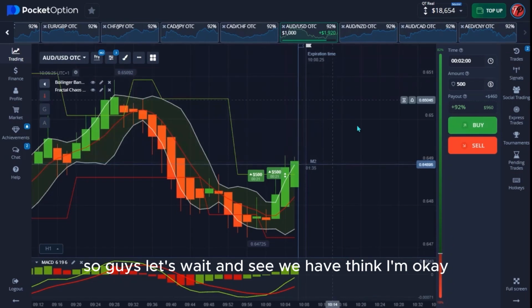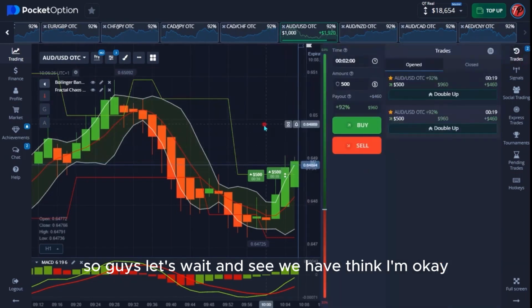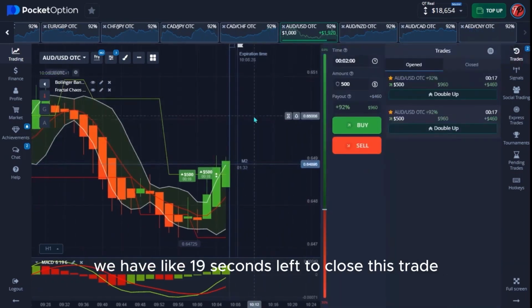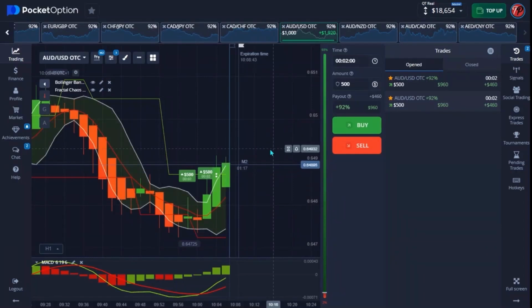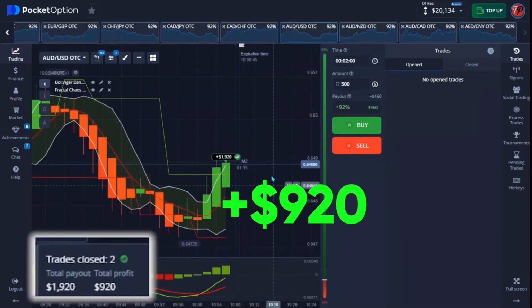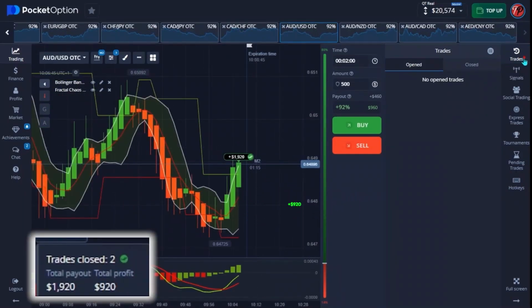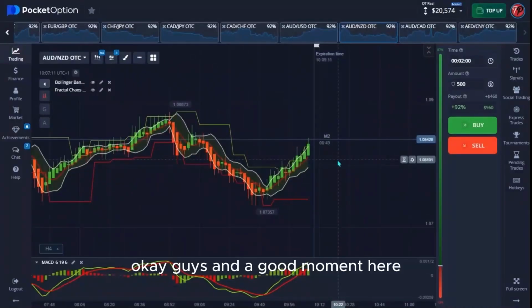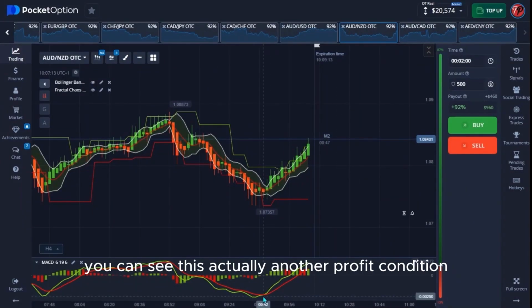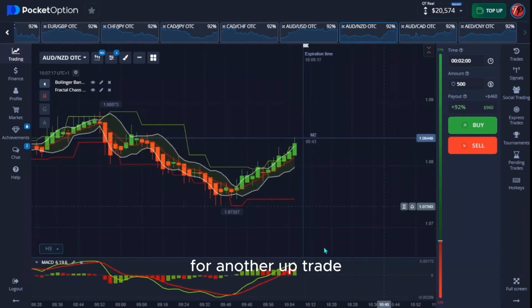All right, so guys, let's wait and see. We have, I think, okay, we have like 19 seconds left to close this trade. All right, a good one here. Okay guys, another good moment here. You can see it is actually another profit condition for another up trade.